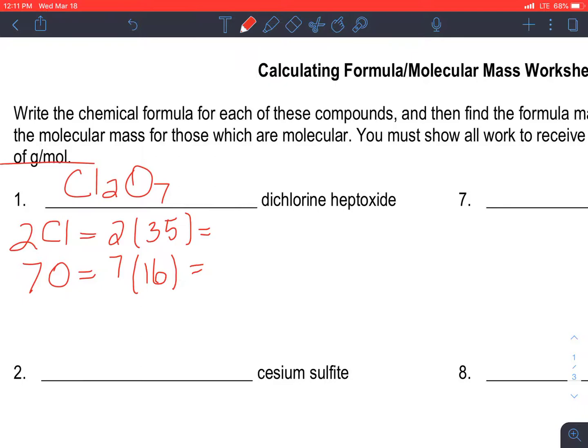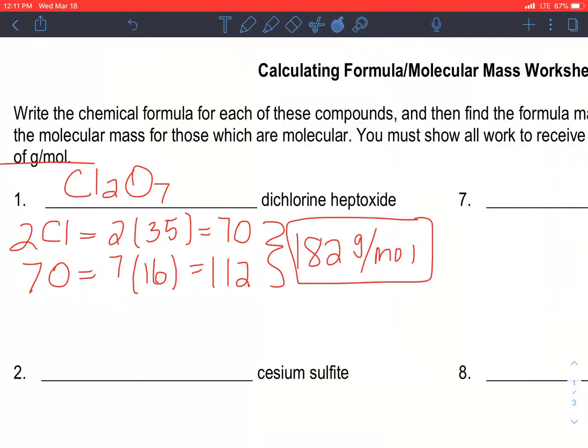So 2 times 35 is 70. Okay. 7 times 16 is 112. And then to get the final molar mass of the compound, we add these up. So 112 plus 70 is 182. The units for this are going to be grams per mole.